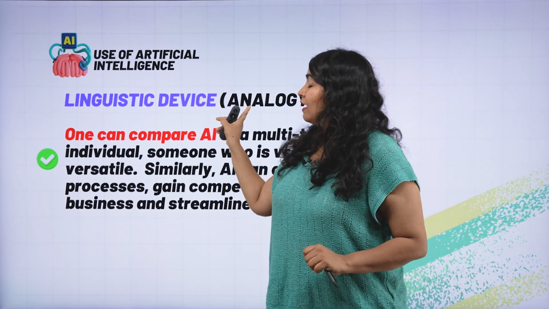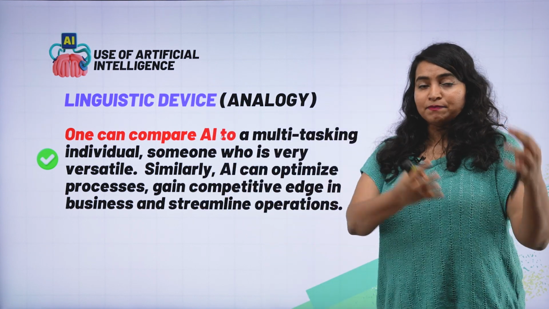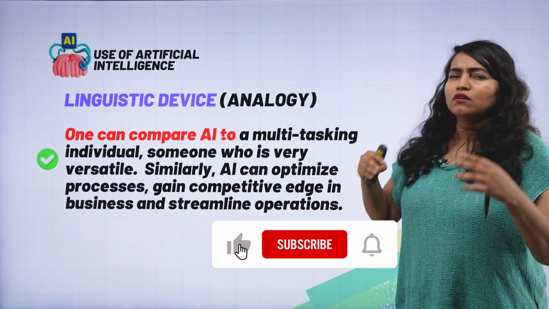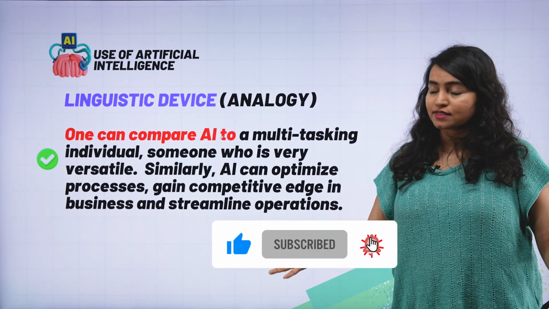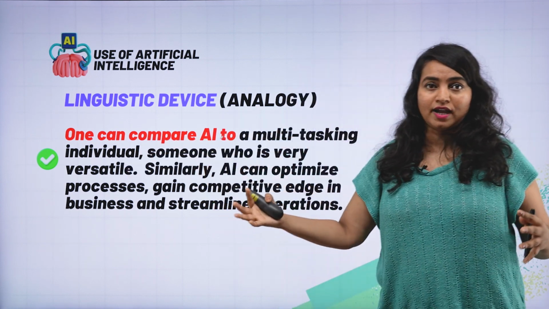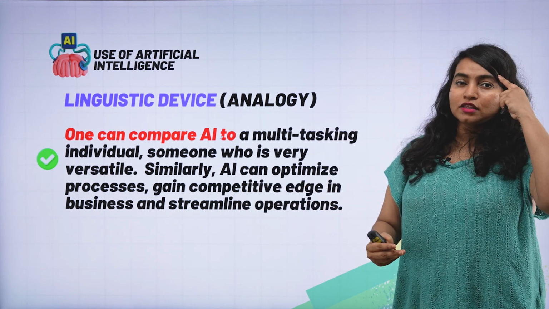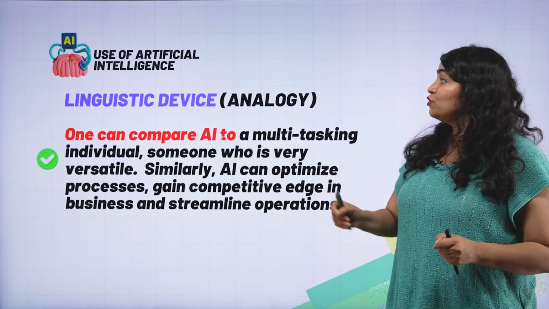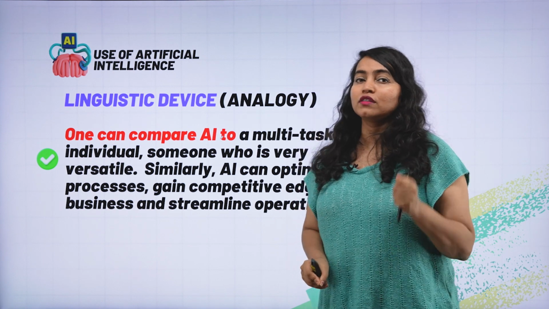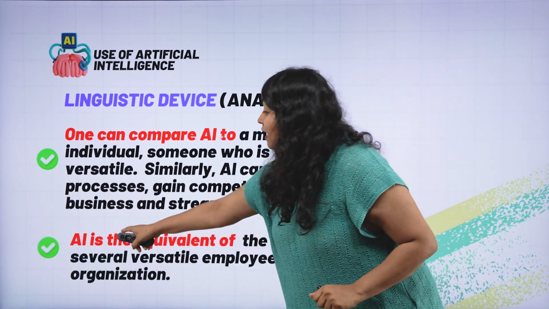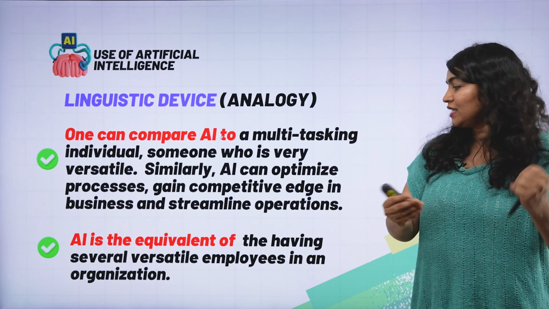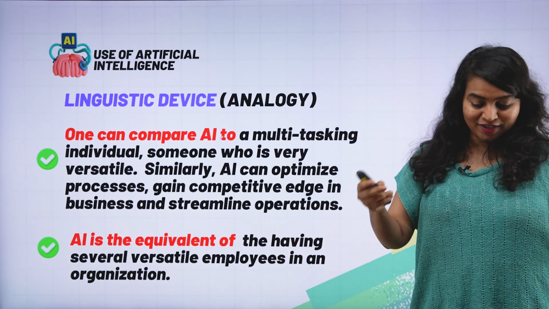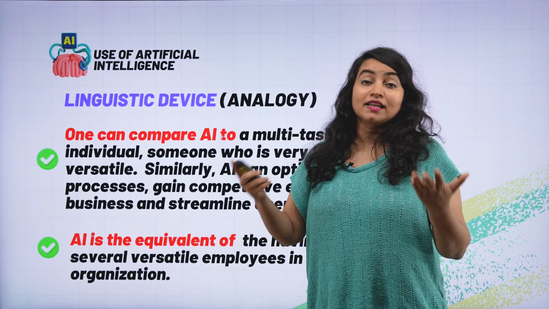Now, analogy is a way of comparing something that you are explaining with another thing which is very common. So everybody knows how a versatile individual is. So we are comparing AI to somebody like that. When you make that comparison clear, the concept becomes clearer to the people you are speaking to. And that is how you employ the use of analogy, which is a very powerful linguistic device. Or you can say AI is the equivalent, which means AI is almost equal to somebody having several versatile employees in an organization. Okay, so that is how we use linguistic devices.